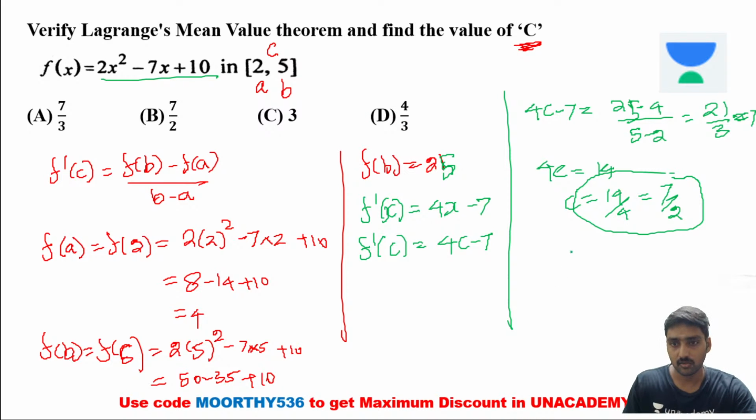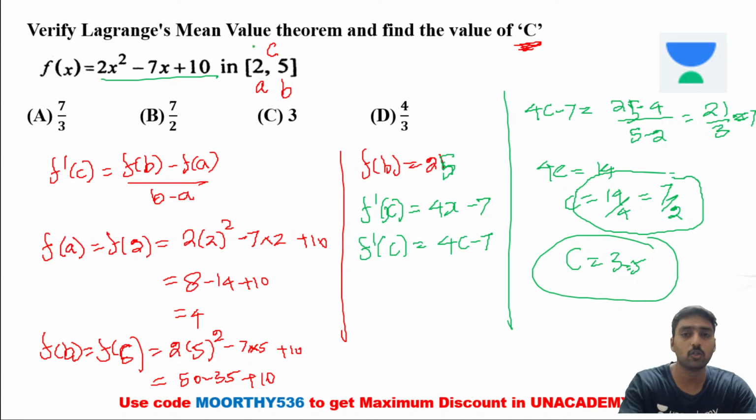Now 7 divided by 2 is equal to 3.5, right? So the 3.5 lies inside the given limit. In between 2 and 5, the value of C lies. So the value of C as per Lagrange's mean value theorem is option B. Here, option B is the Lagrange's mean value theorem answer.